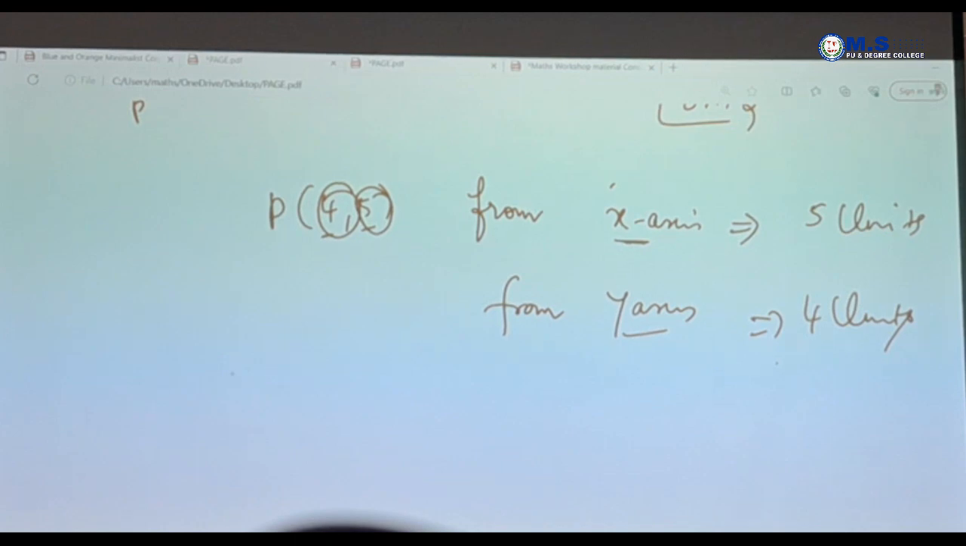I'll give one more point. P of 8, 10. What is the distance of this point from the x-axis? It is 10 units, the y-coordinate. What is the distance of this point from the y-axis? That is 8 units. Hope the concept is clear. Okay?